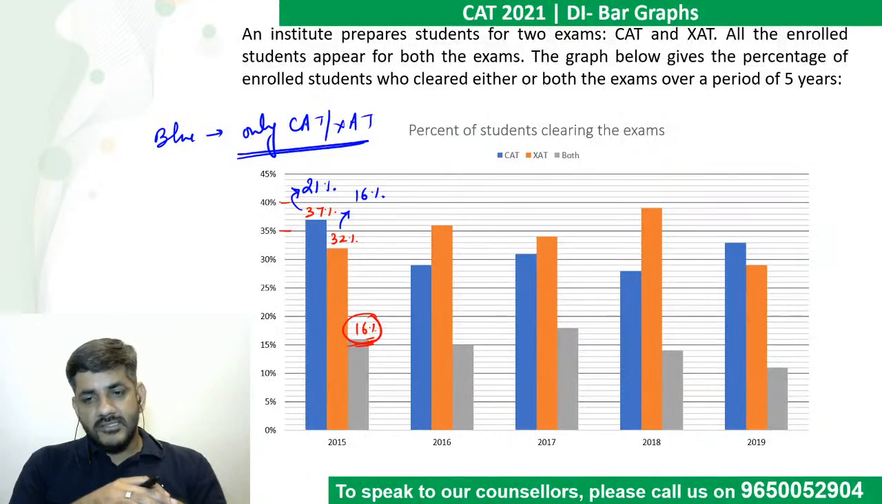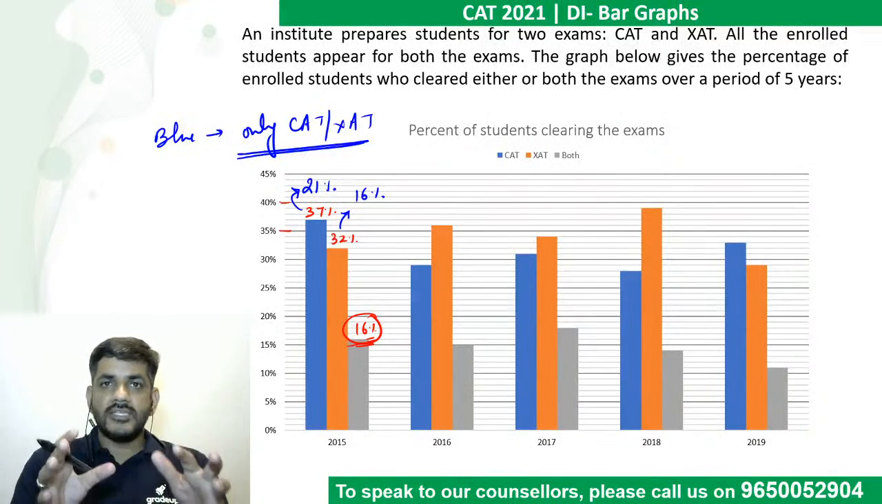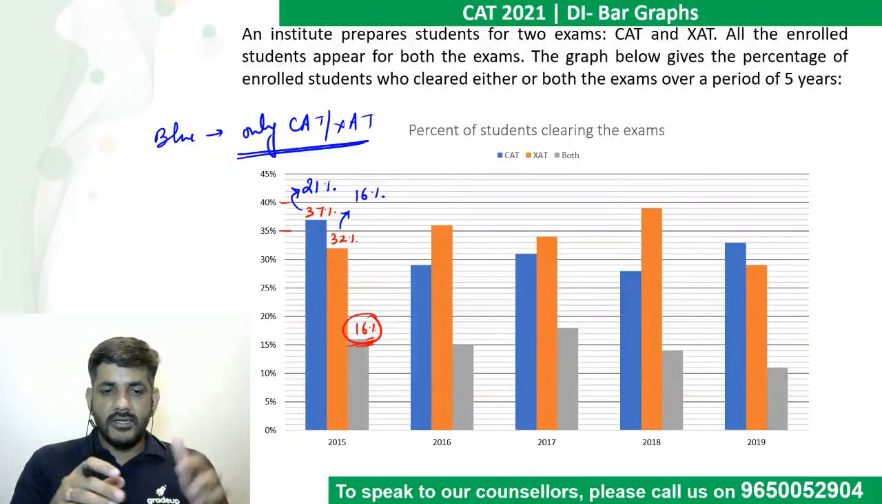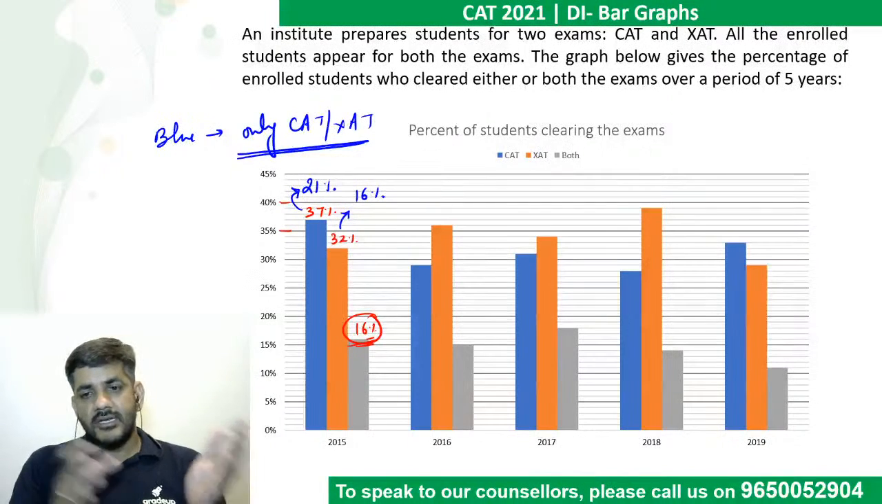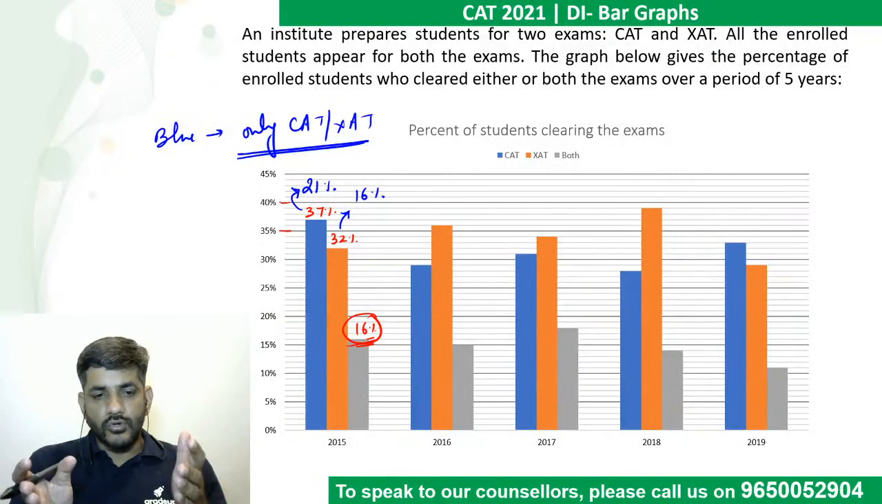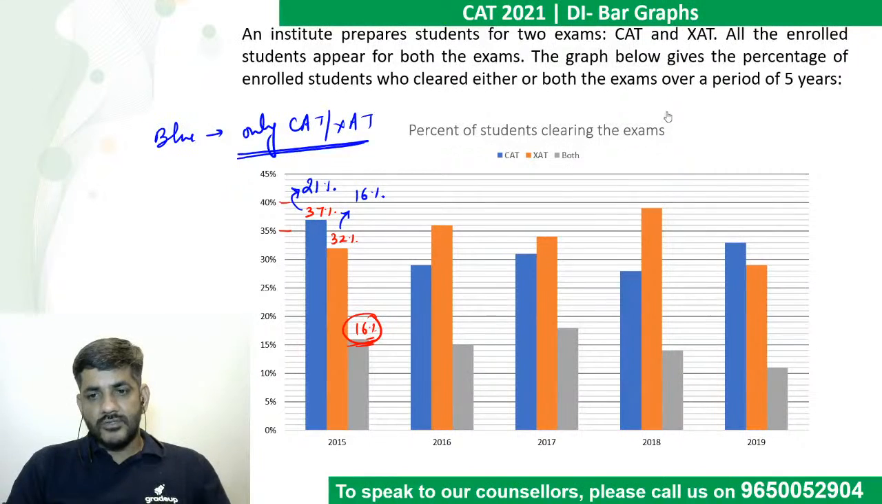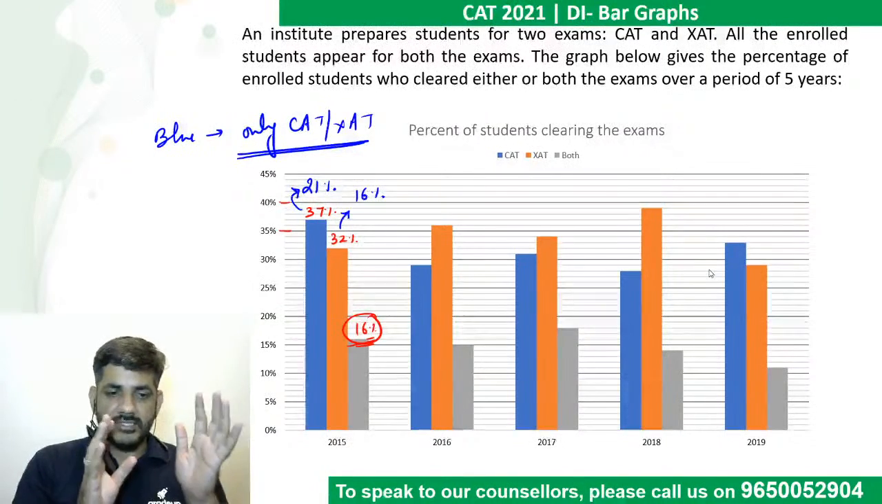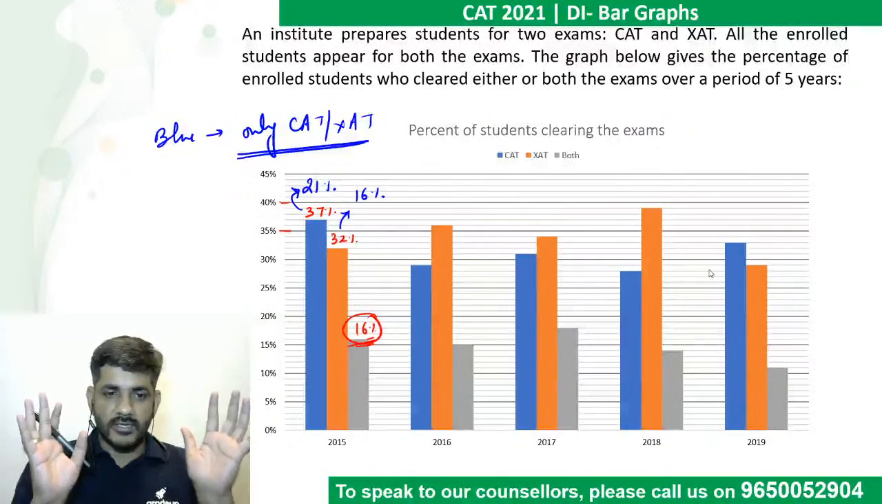So if the question asks how many students have cleared at least one exam, I would say that 21% have cleared this, 16% have cleared this, and 16% have cleared both. So 21 plus 16 plus 16 makes the answer 53%. So 53% people have cleared both of the exams or one of the exams. These all are included in that.